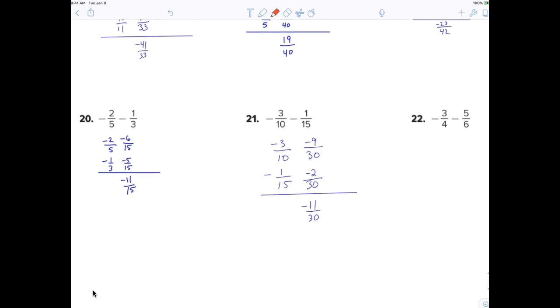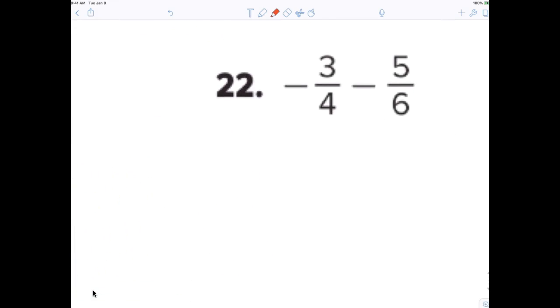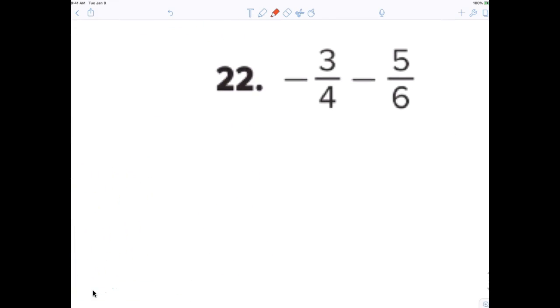All right, so now I'm on 22. Connor, I'm going to let you do this one. Are these relatively prime? No. All right, so what's the common denominator? Shh, you can do it. I'll let you do it. Good job, buddy. Feels good, doesn't it?